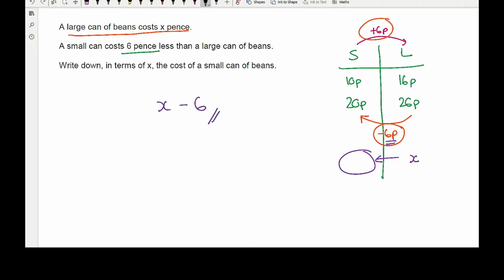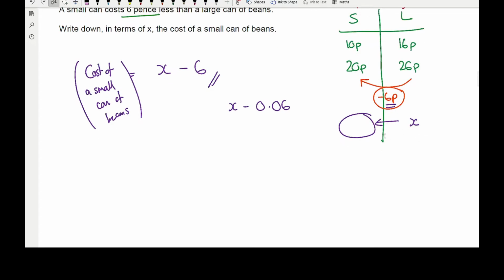Again, if you were to write it in terms of pounds, you could write X equals 0.06. And that again is the cost of a small can of beans. However, you don't need to write what I've written here because it's actually asked for an expression. If you were to write it, I don't think they would knock any marks, but it would automatically turn it into a formula rather than an expression.